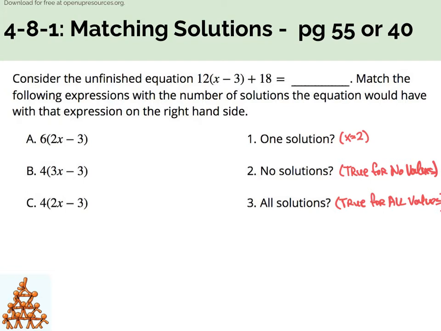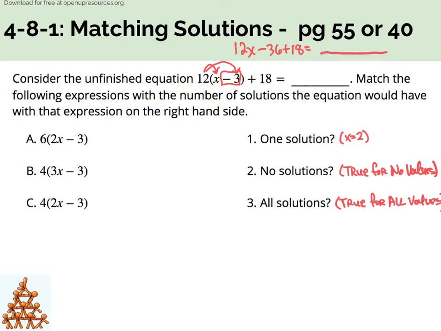All right, now since you've done it, what I like to do is multiply in my 12. So 12 times x is 12x. 12 times, and I think of it as negative 3. If we took our calculator and did 12 times negative 3, that's negative 36. And then plus 18, and then equals, and again, we still have that blank.